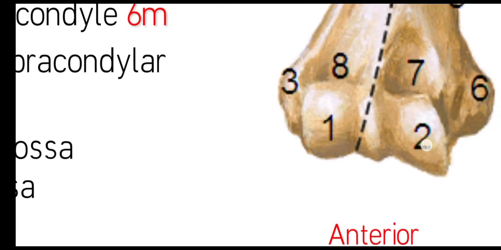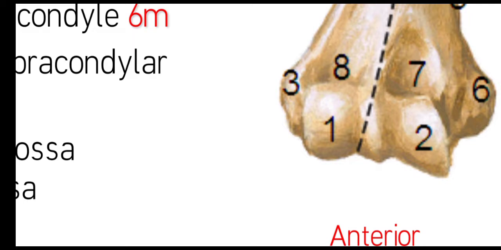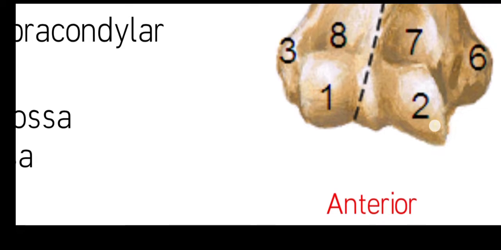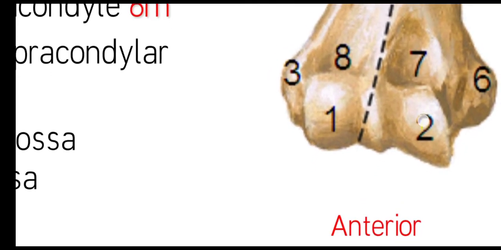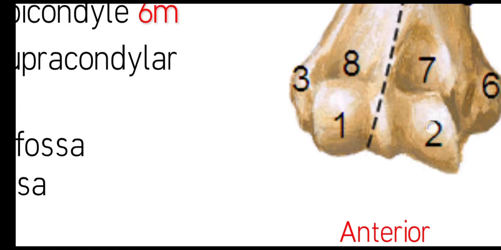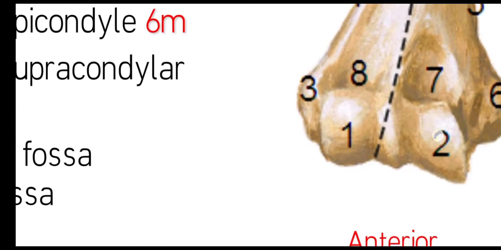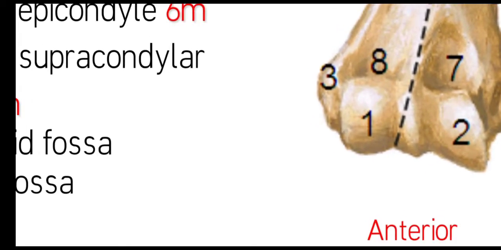The second structure, which is not so round in shape, is basically where the ulna would come and attach with the humerus. So here you can see this structure is medially located. So ulna would attach here and radius would attach here.